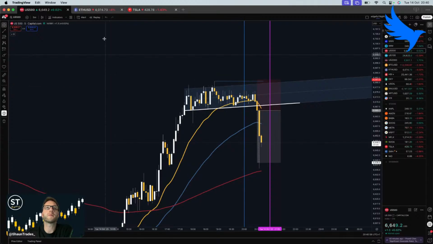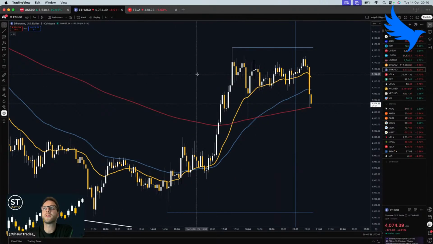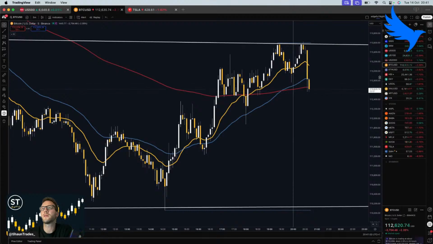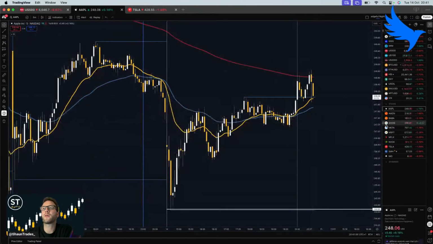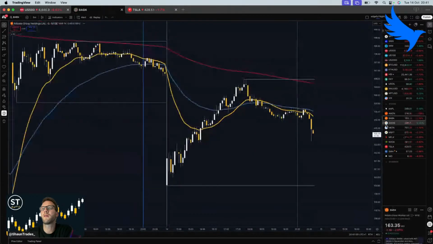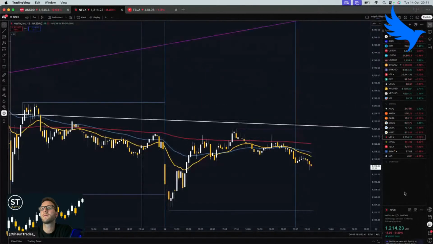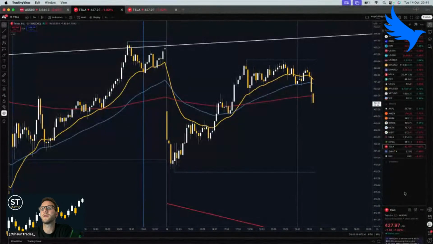But yeah, look at that. I mean, incredible price action. Ethereum's dumping as well, of course. Bitcoin giving a little bit of a downside. I mean, Apple's holding up pretty well. Amazon's not. Barber is not. Google's not. I mean, all of these will be down. Netflix, Nvidia, Tesla. Tesla doing really bad.